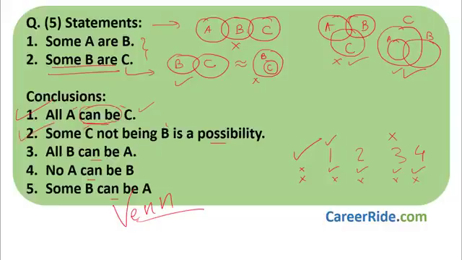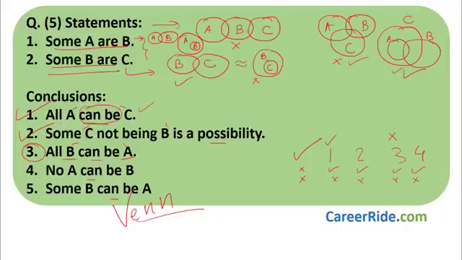Next statement: all B can be A. Now what have they given? Some A are B. The relation between A and B is asked in this third conclusion. Where is the relation between B and A? In statement number 1. What is statement number 1? Some A are B. How can we draw it? Take a look over here. We can draw it like this. This is A, this is B. There is another way to draw it. Some A are B, so draw this circle. This is A and this is B. What is the conclusion? All B can be A.